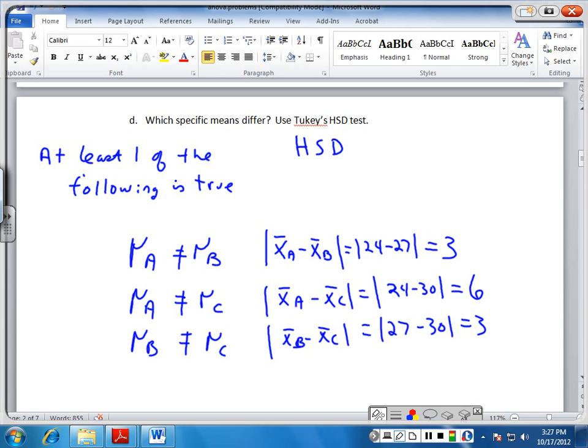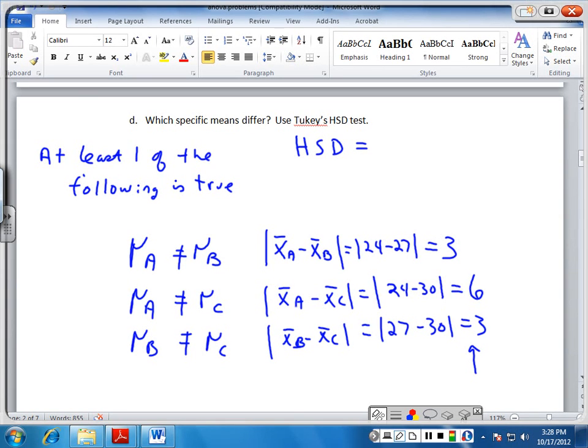HSD, or honestly significant difference: what we're going to do is calculate a value, and we will compare that value directly to these numbers we just calculated. The difference we get here is going to be anything above this difference between sample means. Any sample means that differ by this much or more indicate a statistically significant difference between the corresponding population means. You might look at this as the smallest difference that yields a significant result between population means.